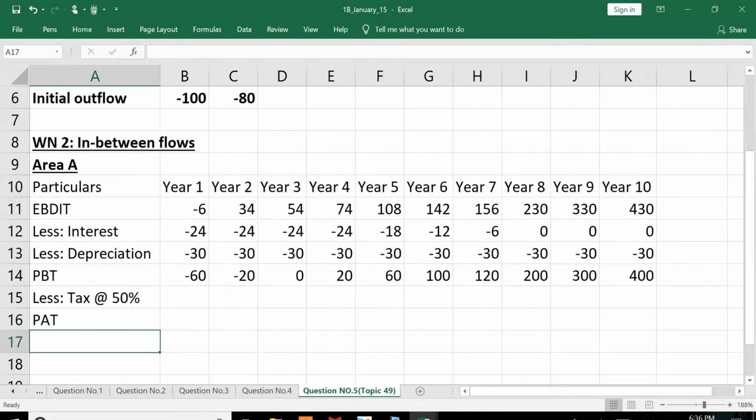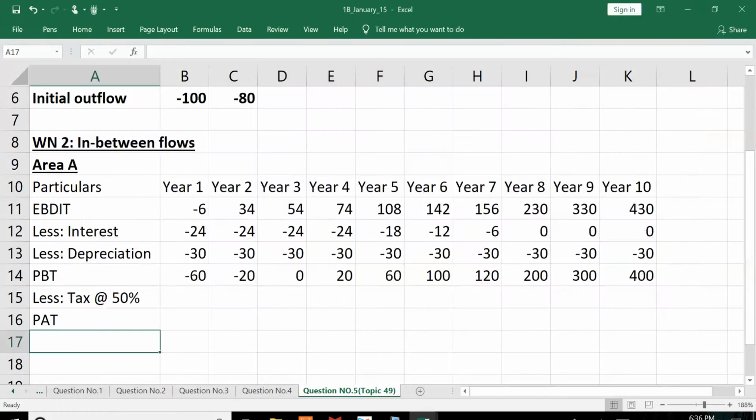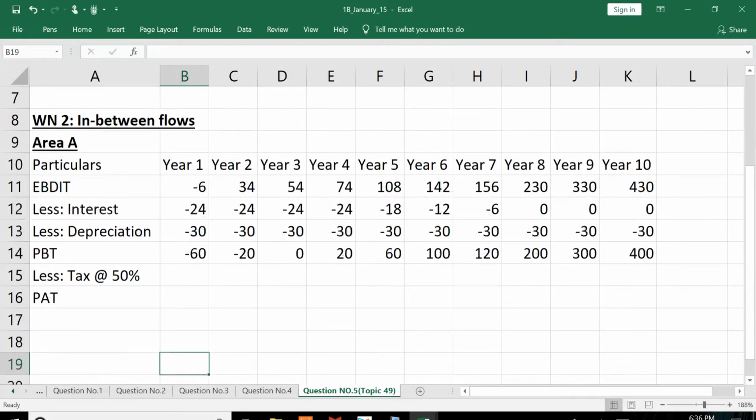Okay, now listen. Gretel Limited is setting up a project for manufacture of boats. The tax rate given in the question is 50%. Now I have two assumptions. In that earlier problem, it was an existing profit making company, so whenever there was a loss, we considered tax saving. I'll tell you what the institute has done, which is logical. One, I can say there is a tax saving on that 60 lakh. Second, I can say it gets carried forward and set off against future profits. The institute has taken that rule because it's a new project being set up and not an existing profit making company. So zero tax.